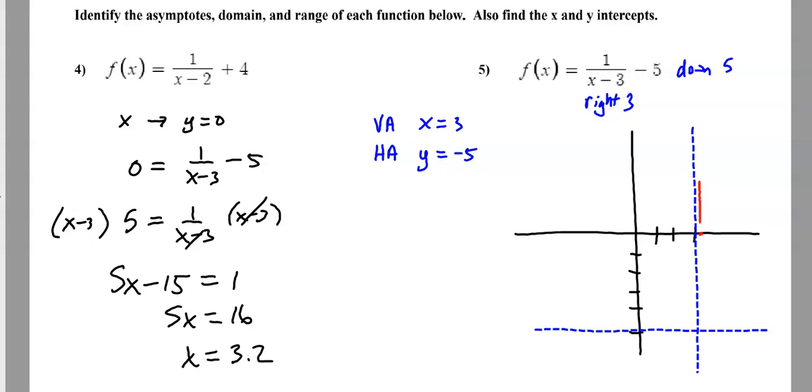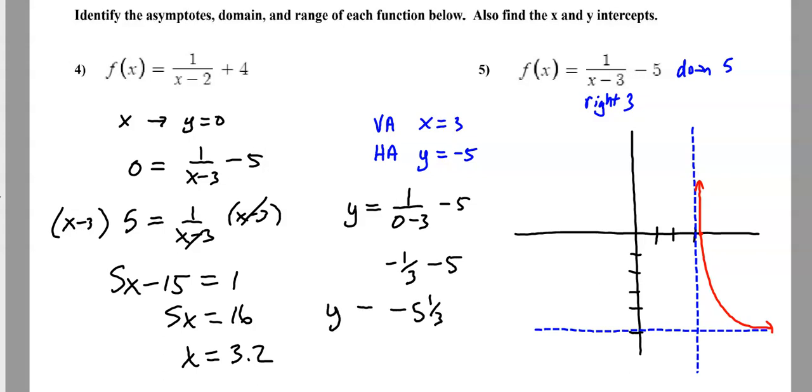And I know it's going to come down and go that way. So that's that critical point. The y-intercept. For the y-intercept, I let x equal 0. And that's negative 1/3 subtract 5, which is negative 5 1/3. So there's my y-intercept, negative 5 1/3, which would be way down here, which makes sense because this thing's going to be flying in and then head down like that.